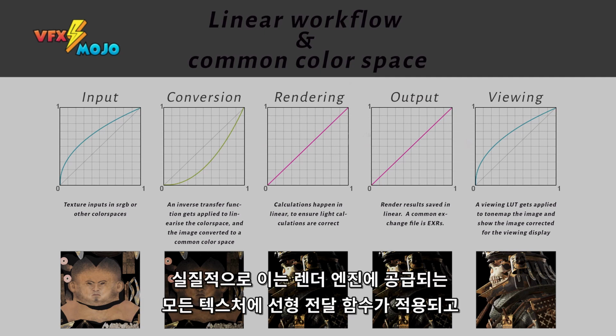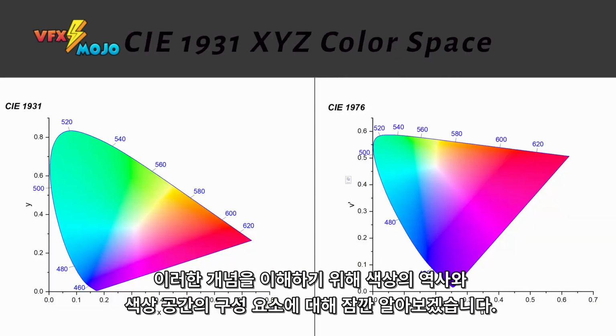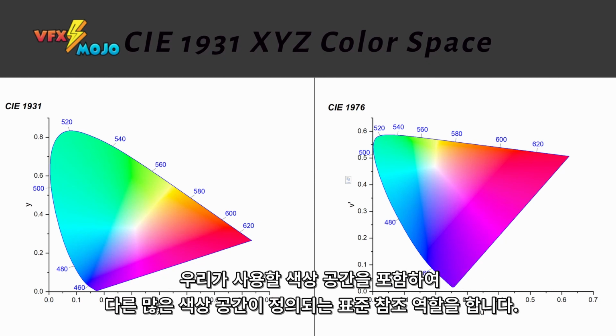Practically, this means we need to make sure any textures fed to our render engine have a linear transfer function applied, and we are converting textures to a common color space. To understand these concepts, we'll take a small excursion into the history of color and the components of color space. In 1931, the CIE XYZ color space was defined, which encompasses all colors a human with average eyesight can see. It serves as a standard reference against which many other color spaces are defined, including the ones we will use.